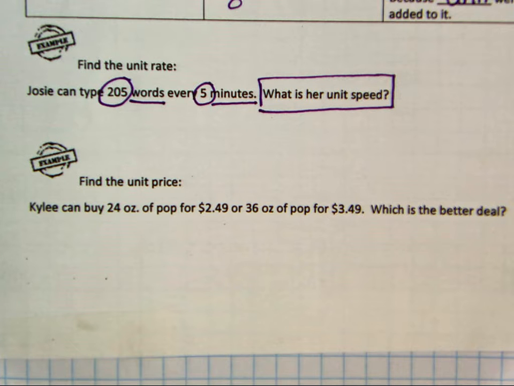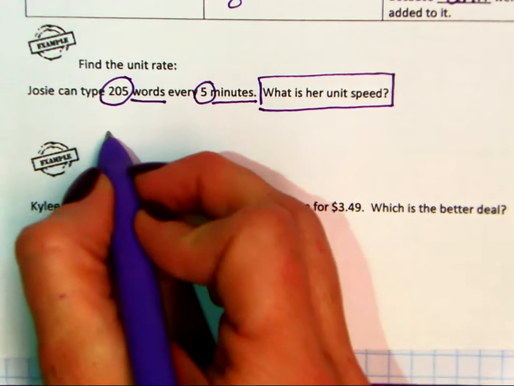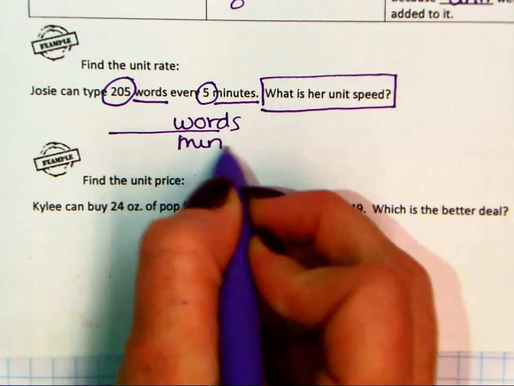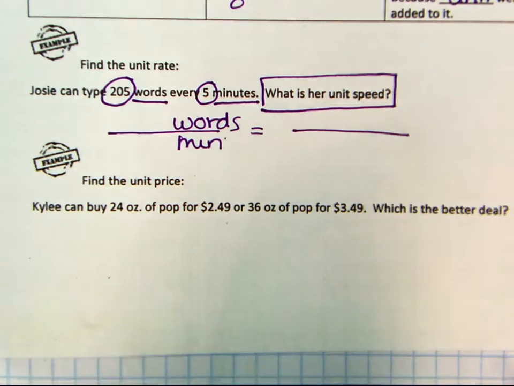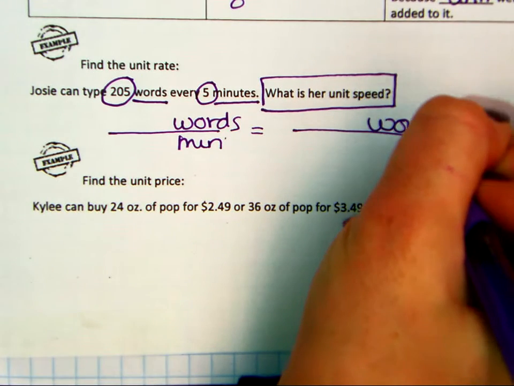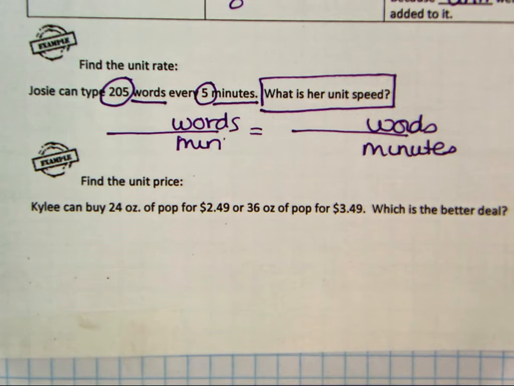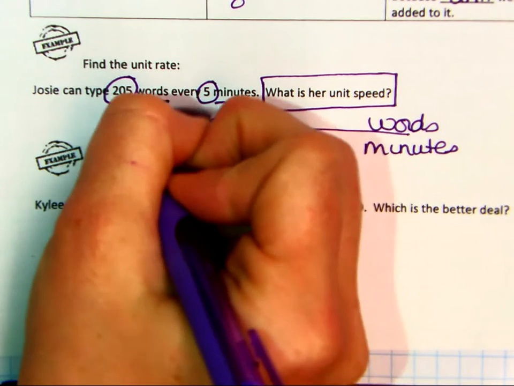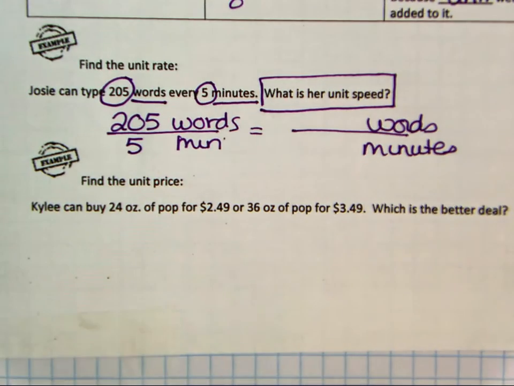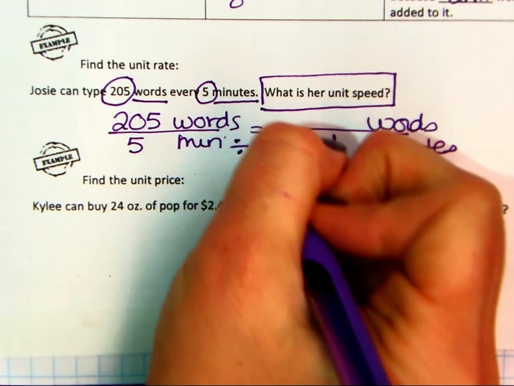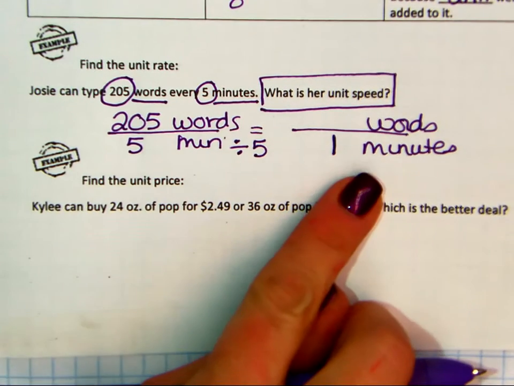Okay, so going back, what is her unit speed? So we're going to set up a proportion first. And we know we have words, and we have minutes. And it's going to equal words and minutes. Okay, so we have that there's 205 words for every 5 minutes. And I want to get this down to a unit speed, so I'm going to go to 1 minute. So what can I do to 5 to get to 1 minute? Well, I can divide 5 by 5. So 5 divided by 5 is 1.